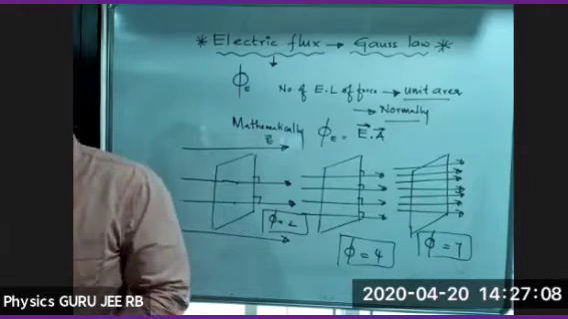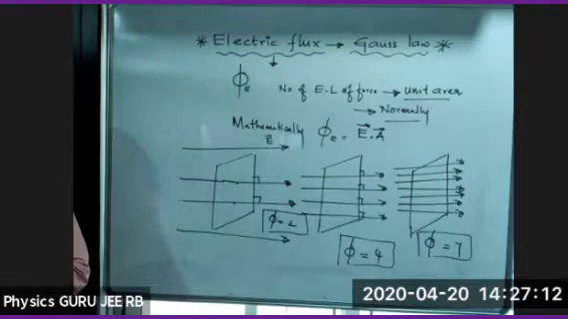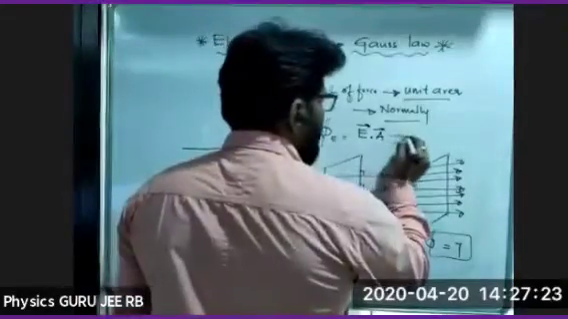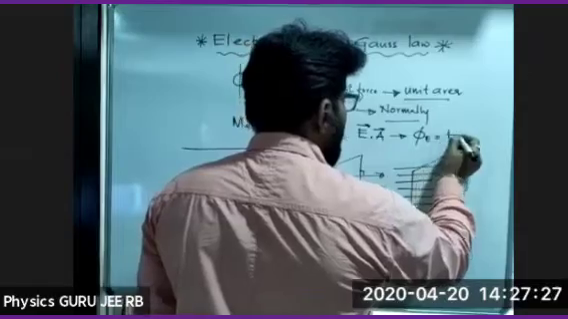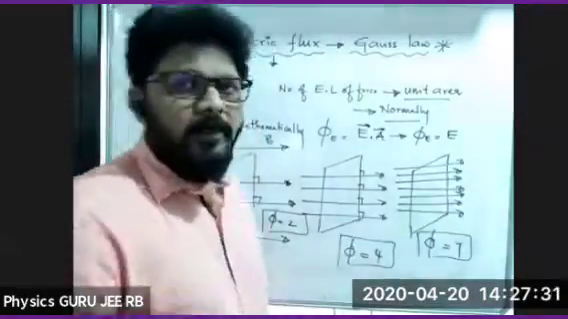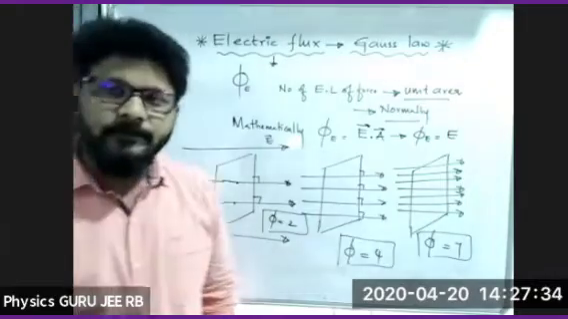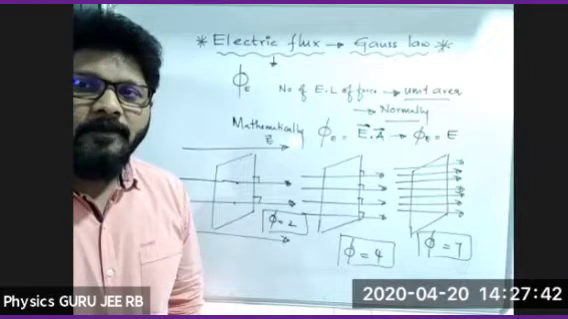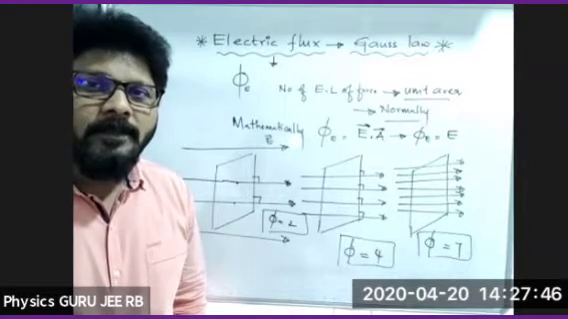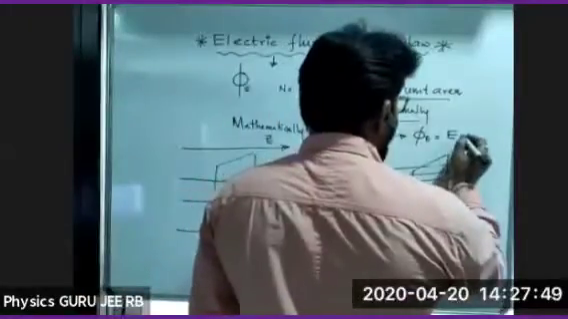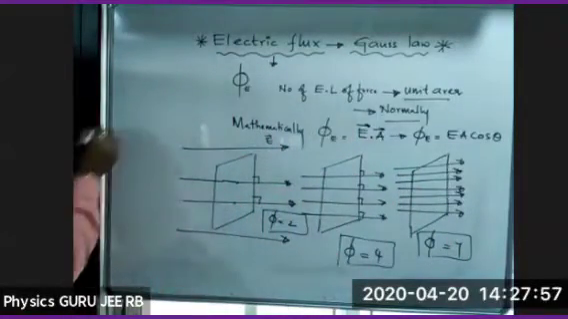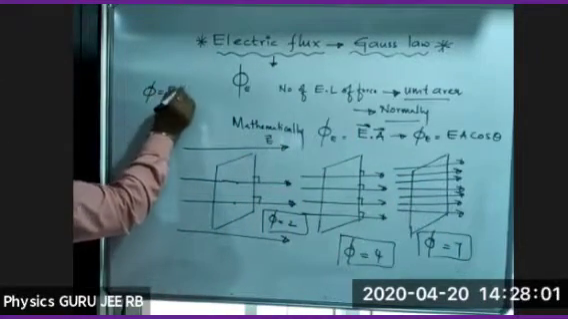Just take it down. Density, we will be saying, number of electric lines passing through. So flux phi is equal to E dot A. A dot B can be written as, anybody? A dot B, AB cos theta, very good. So A dot B can be written as EA into cos theta. So flux can also be written as phi is equal to EA cos theta.